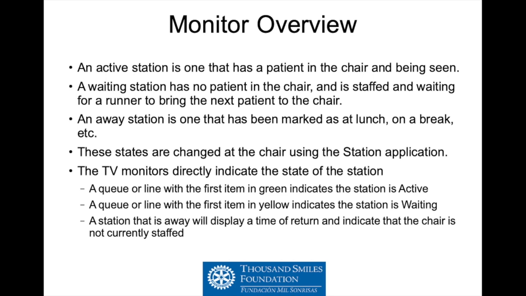The TV monitors directly indicate the state of the station. A queue or line with the first item in green indicates that the station is active. A queue or line with the first item in yellow indicates the station is waiting. And finally, a station that is away will display a time of return and indicate that the chair is not currently staffed. It will show the status in light blue.